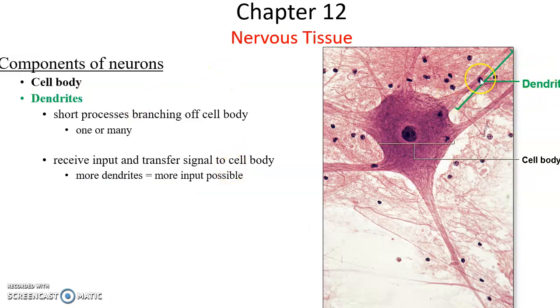All right, the second components are the dendrites. Dendrites are short processes coming off of the cell body. A cell body can have one dendrite, or more commonly has many, many dendrites coming off of it. The dendrites are primarily input structures, so they are the receptive ends to synapses. They have receptors that bind to neurotransmitters and can generate a charge that moves basically toward the cell body and then toward the axon. And of course, a neuron with lots and lots of dendrites has lots and lots of places where information can be received.